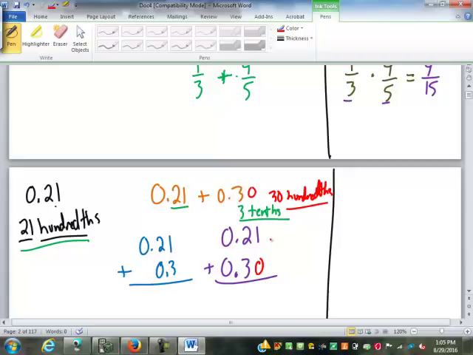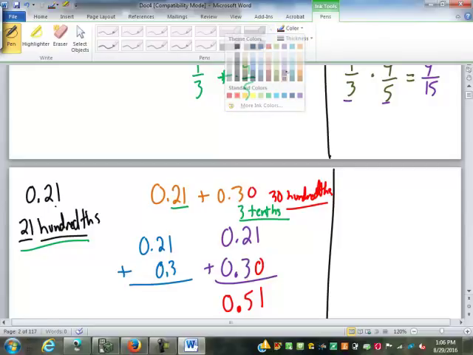And now you've always been taught when you add, you've got the 1, 2, 3 is 5. What do we do with the decimal point? Drop it straight down. Perfect. Again, it's not a special rule for decimals. When we add numbers, we keep the same name. Bringing that decimal point down keeps the same name. 21 hundredths plus 30 hundredths is 51 hundredths.